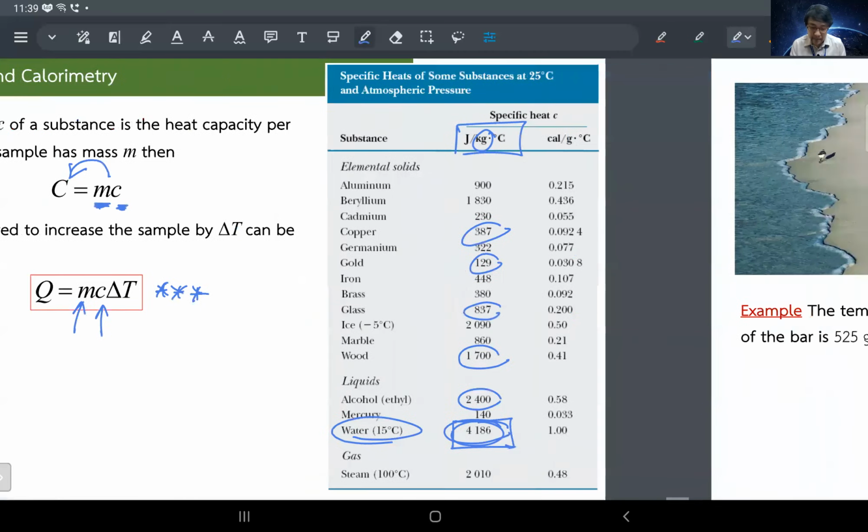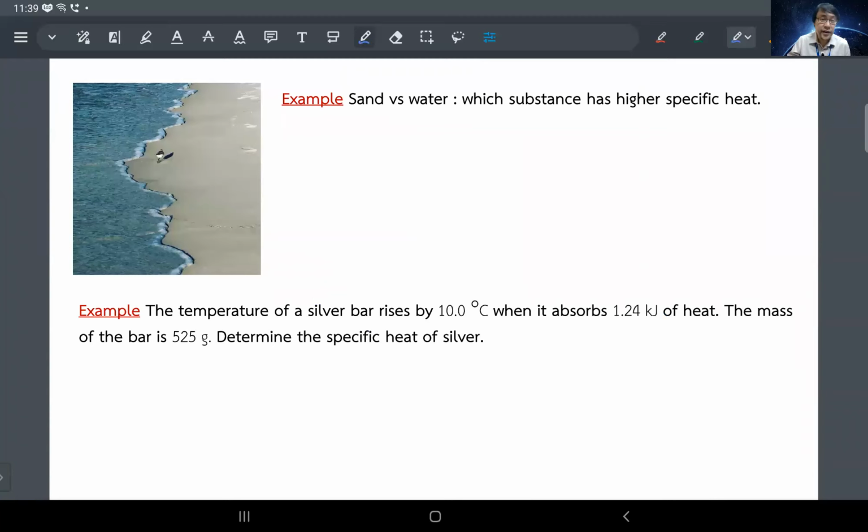Cool. So with that in mind, I have the figure down here, it's smaller. All right, so I think that's checked. So over here, sand has a smaller specific heat.